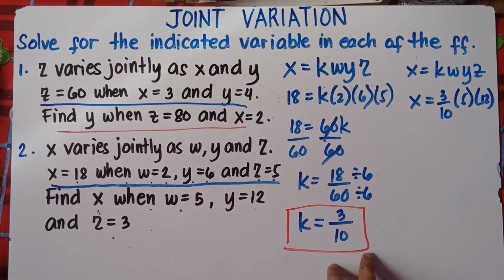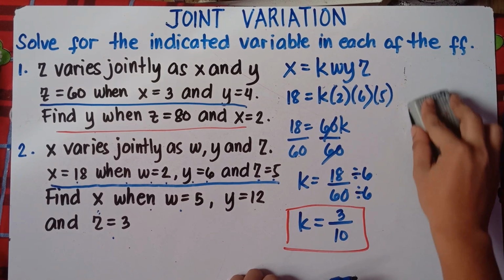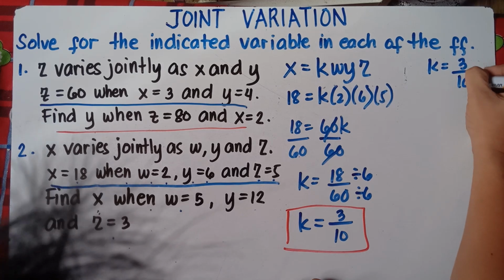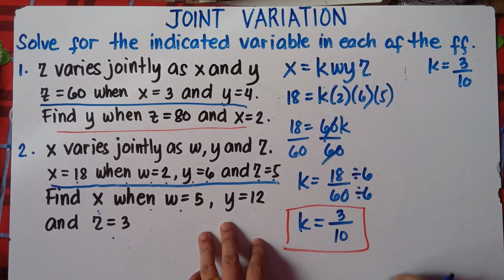Our k is 3 over 10. So let me just write k here, 3 over 10. So k equals 3 over 10. So you pause the video, class. I will be erasing this one.